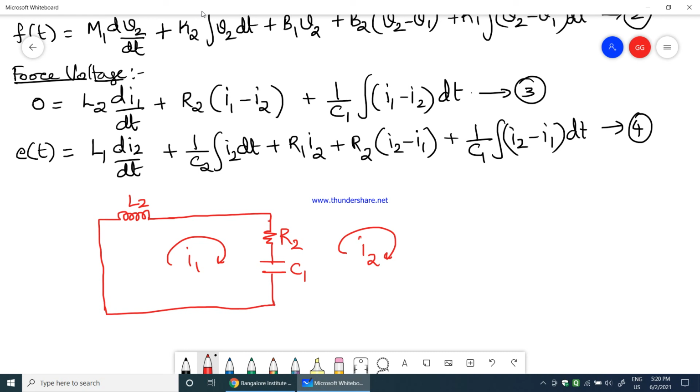Now coming to I2, I have L1 which is connected only to I2. I do have a capacitor which is connected only to I2, therefore I'll have a capacitor here. The other two components R2 and C1 are already connected here. Okay, but there is one more thing which is E of t. So therefore I'll have a capacitor here and I'll have E of t here.